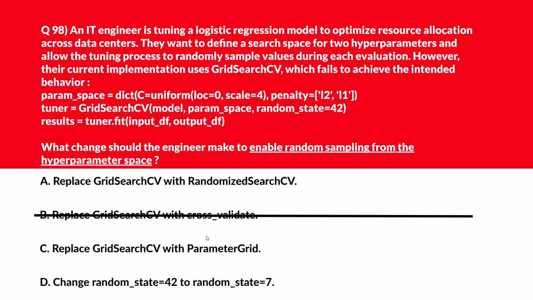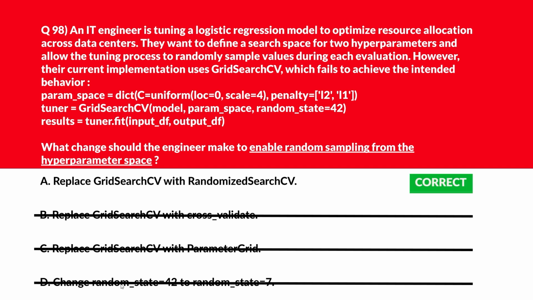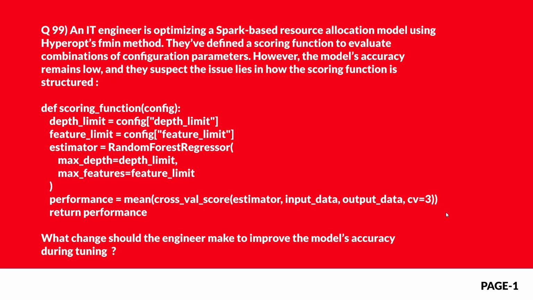Let's move to option C. Option C says replace grid search CV with parameter grid. Parameter grid generates combinations but doesn't support random sampling. Wrong answer. We'll move to now option D. D says change random state equal to 42 to random state equal to 7. Changing seed doesn't affect the search strategy. We'll delete this. We'll lock option E as the right answer. Alright, now let's look at this question.